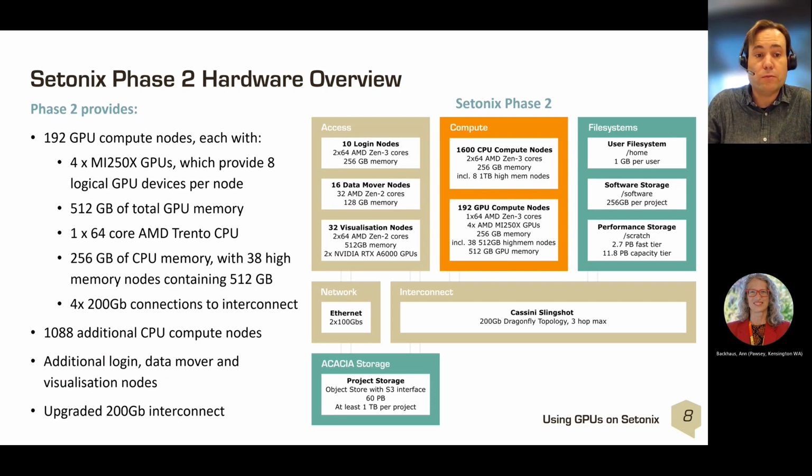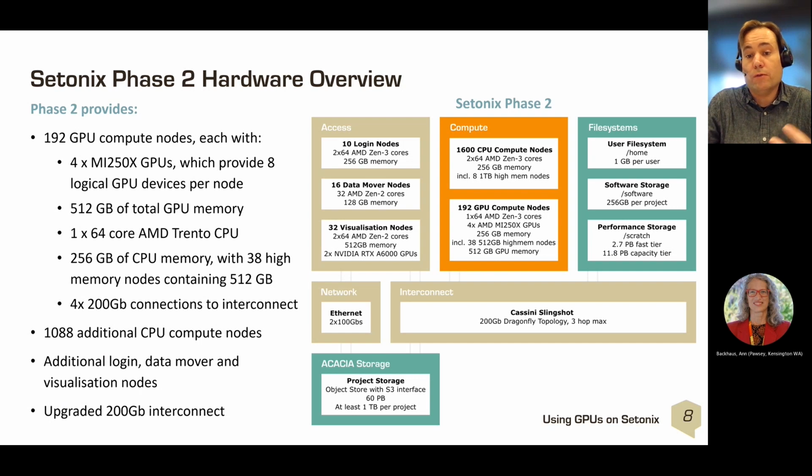So there's 192 of them. As I mentioned, there's 4 MI250X GPU cards, and each card has 2 logical GPU devices. So there's 8 of those per node, providing a total of 512 gigabytes of GPU memory per node. There's one 64-core AMD Trento CPU with 256 gigabytes of CPU memory.